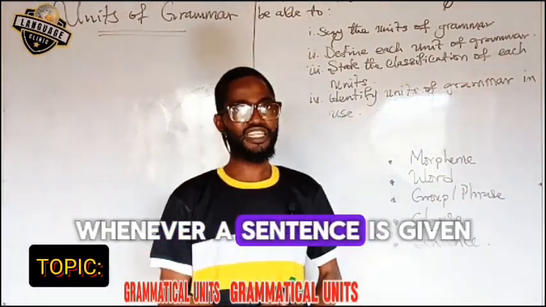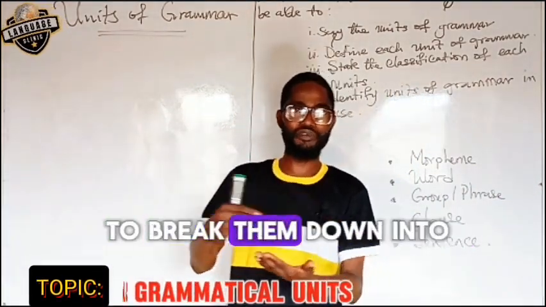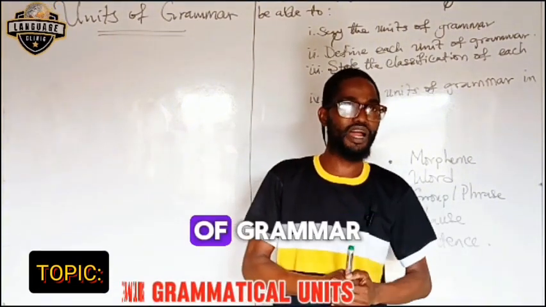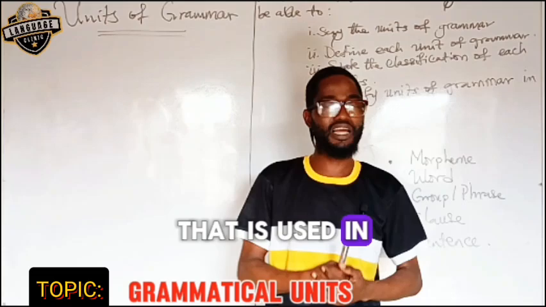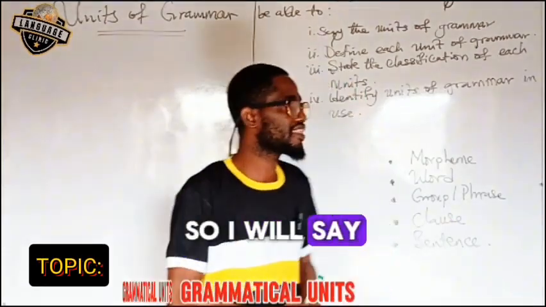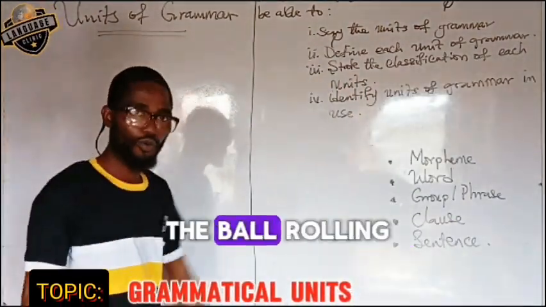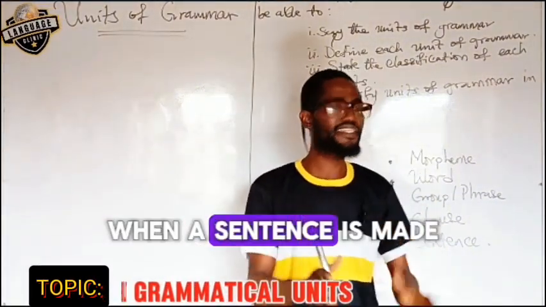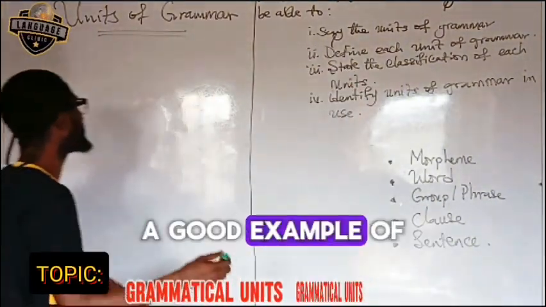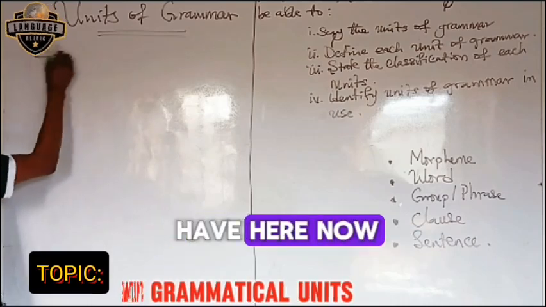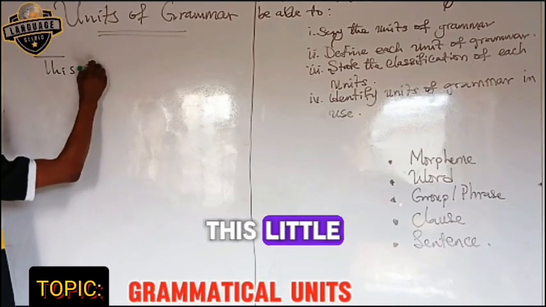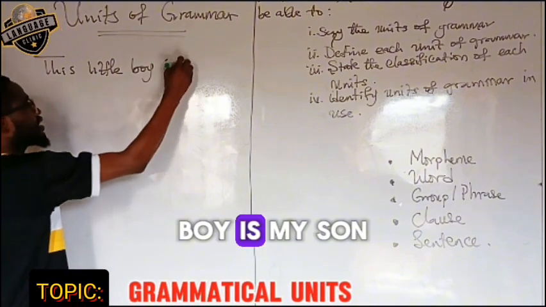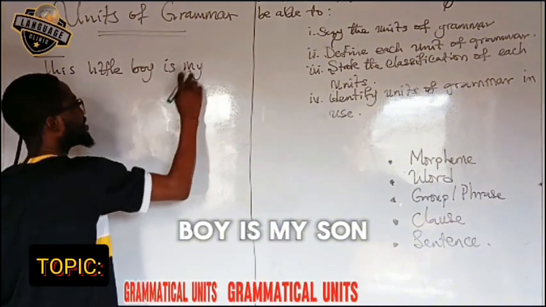Whenever a sentence is given, we should be able to break it down into the different grammatical units and state the units of grammar that are used in that particular sentence. So having said that, now let's kick the ball rolling. The first thing we need to look at is when a sentence is made. A good example of a sentence that we have here now: this little boy is my son.